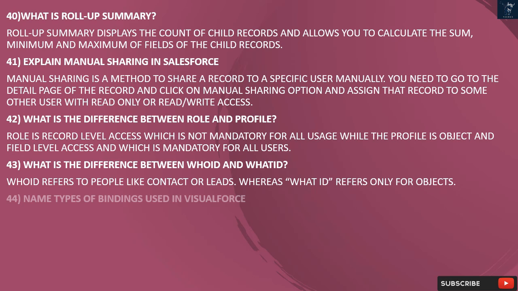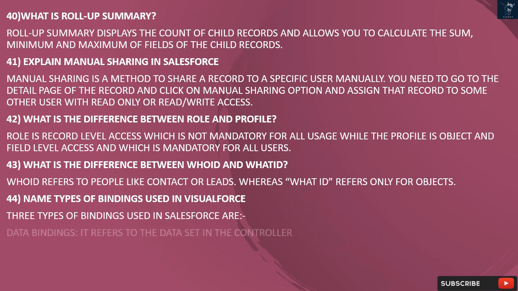42. What is the difference between role and profile? Role is record-level access, which is not mandatory for all users, while the profile is object and field-level access, which is mandatory for all users. 43. What is the difference between Who ID and What ID? Who ID refers to people like contact or leads, whereas What ID refers only to objects.